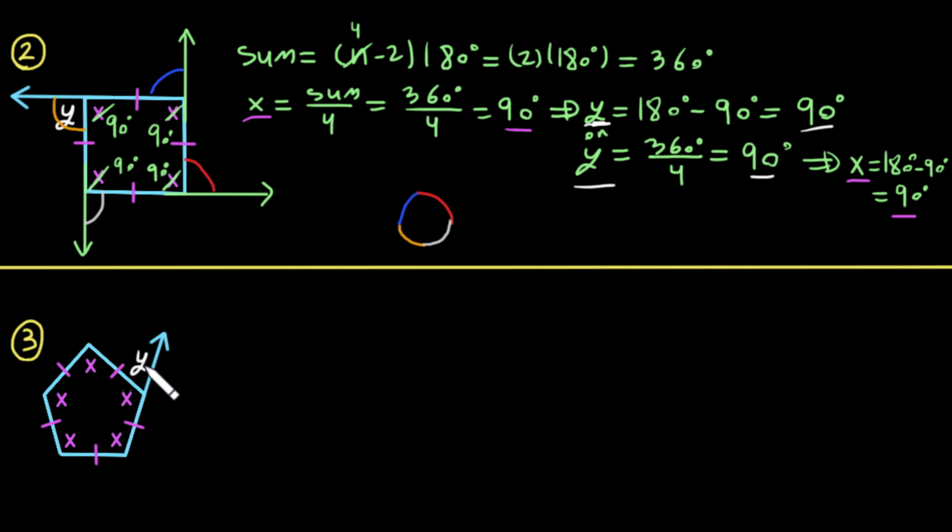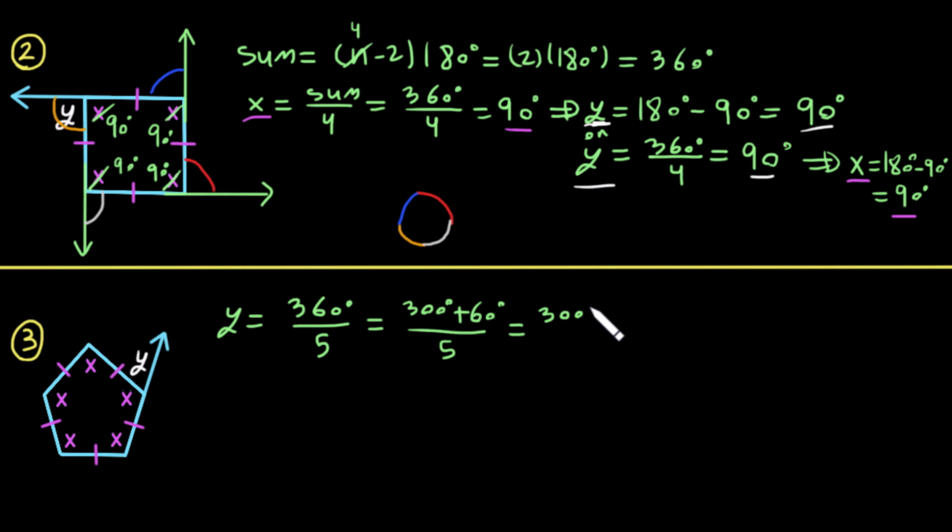Here I will not find x then y, I will find y then x. So let's find y. We know y is the exterior angle, so we have to write 360 degrees, because this is a regular polygon, so we divide by the number of the angles. Here we have 5 angles, so we divide by 5. We can find this answer easily by splitting the numerator. We can say 300 degrees plus 60 degrees divided by 5. So it will be 300 degrees divided by 5 plus 60 degrees divided by 5.